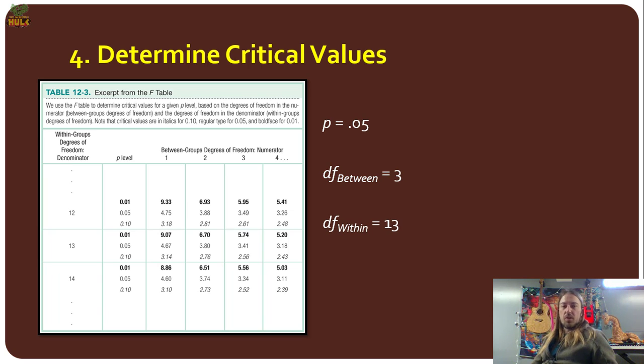And so if we go back to our degrees of freedom, we had 3 between groups degrees of freedom because there were 4 groups minus 1, and then 13 within groups degrees of freedom. So if we look at where the 3 column lines up with the row for 13, we get a value of 3.41, and our F critical is 3.41. Okay, so we use the table essentially the same way we use the t-table.